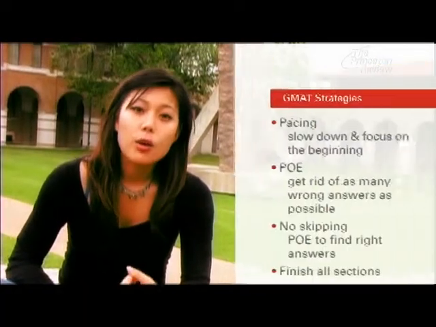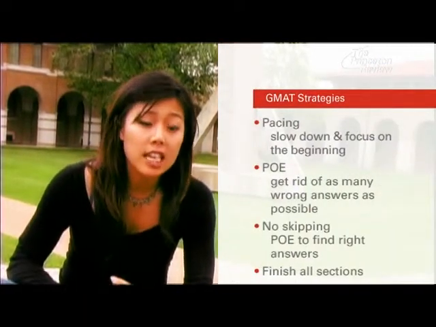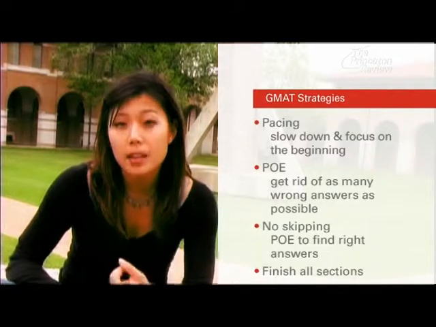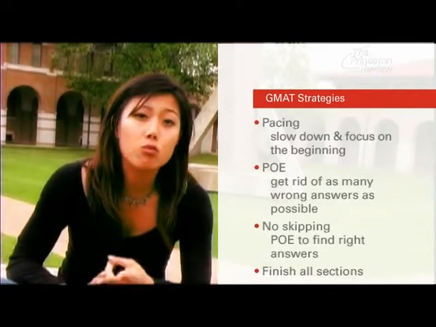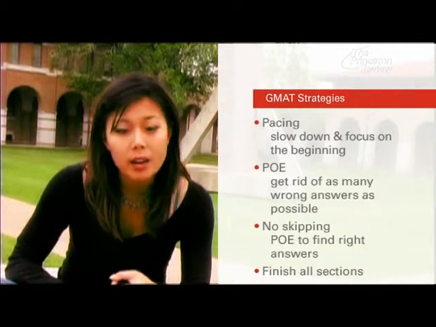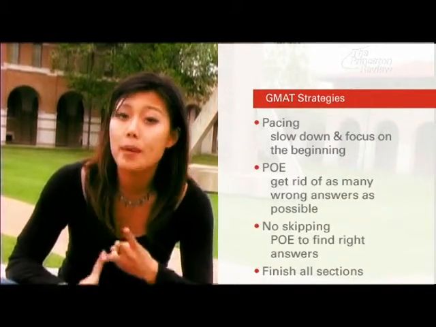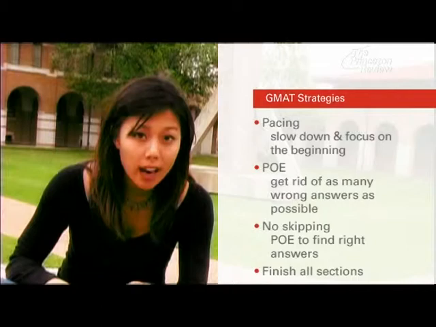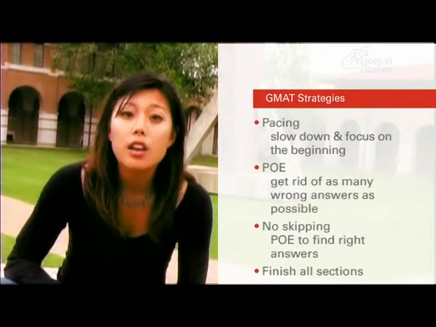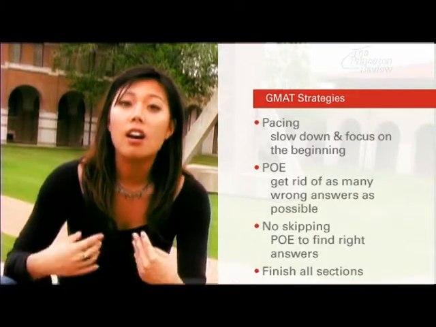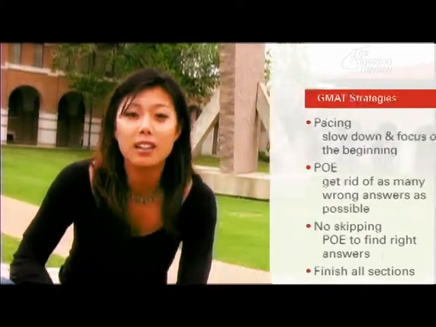So let's recap really quickly. 1, pacing. Make sure to slow down and focus your attention where it counts the most, at the beginning. 2, POE. Use process of elimination to get rid of as many wrong answers as possible. 3, skipping is not allowed, so make sure to use POE in a smart way and get rid of wrong answers. And finally, 4, finish strong. You have to finish the sections or else the GMAT will penalize you.